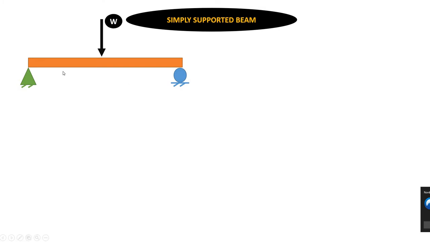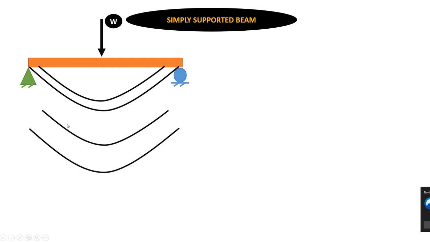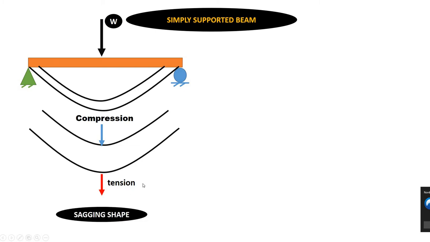First of all, let us take an example of a simply supported beam. If I apply a downward load, what about the deflected shape? It is sagging, right? For this shape, if you look at the top fiber, what type of force is there? This force is compression, yes or no? And this force is tension. Here at the top fiber we have compression, and at the bottom fiber we have tension, right? For the sagging shape.